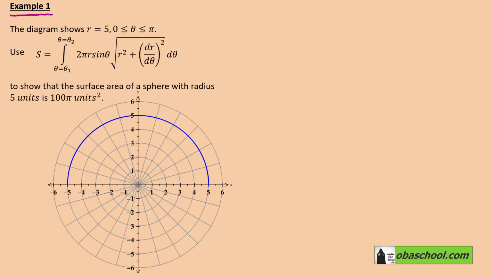Example 1, and I thought we'd start with an example that we can verify. We have here r is equal to 5 for values of theta between 0 and pi. And when we rotate this circular arc around the initial line, we're going to get a sphere. And the surface area of a sphere is given by 4 pi r squared. The radius here is 5.